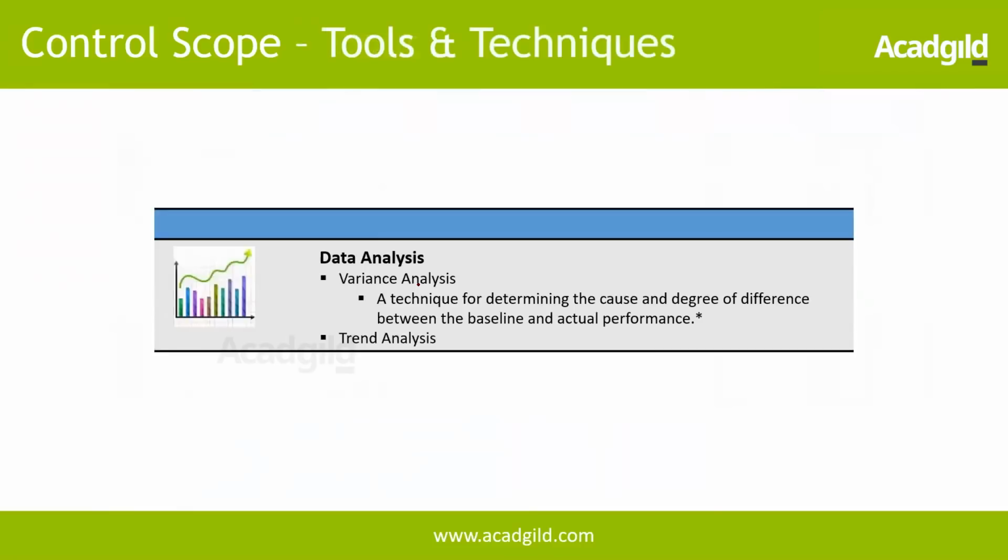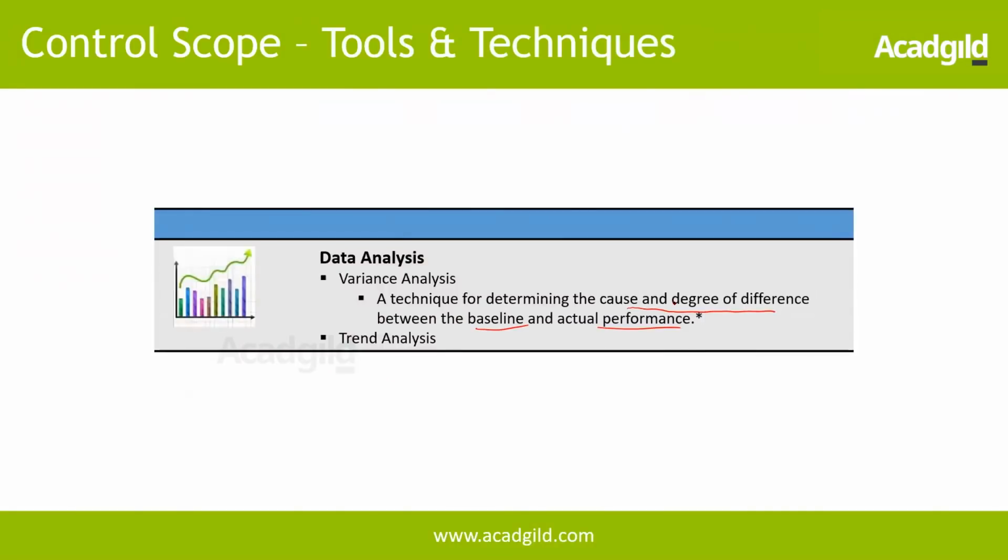Tools and techniques, data analysis. It's nothing but the variance analysis, determining the cause and degree of difference between the baseline and actual performance. So we always compare against the baseline, and if the actual performance and the baseline are in sync, then we are on track. If there is any deviation, that's where the changes come in, so that we can bring the project back on track. That's the key technique used in control scope.